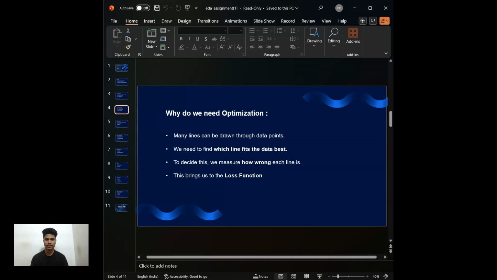Why do we need optimization? There are many possible lines we can draw through those points. So how do we know which one is the best fit? To find out, we need to measure how wrong each line is. This means we must check how far the predicted values are from the actual ones. And that's where the loss function comes in. It helps us calculate the error and tells how well or poorly our line fits the data.